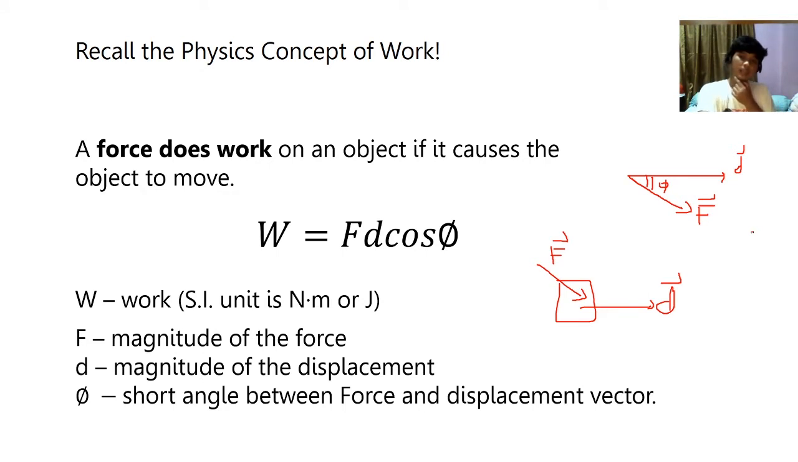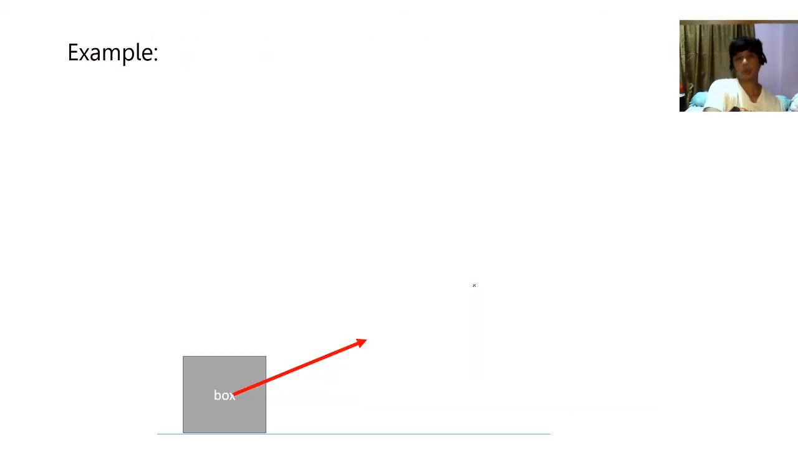The short angle is 0 if F and D are in the same direction. And if they are in opposite directions, for example, F is to the left and D is to the right, you still have to connect them by the tails. The angle is 180 degrees. And if you plug that in, you'll find that cosine 180 is -1. So you get negative work.